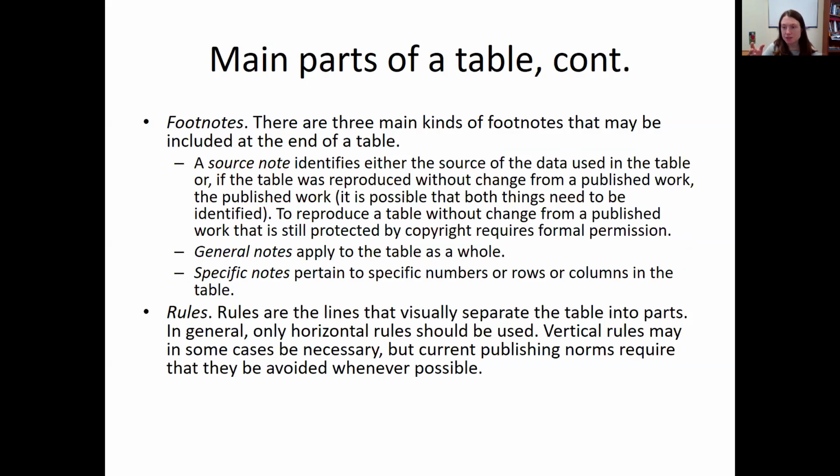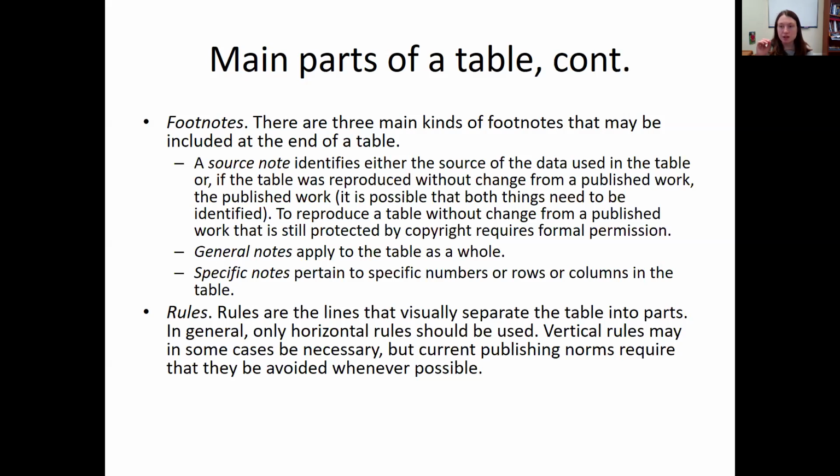Or if for some reason you've reproduced a table from another paper, another published work, and of course you need to have the right kind of permissions and credit it appropriately, you would put that information in the source note.